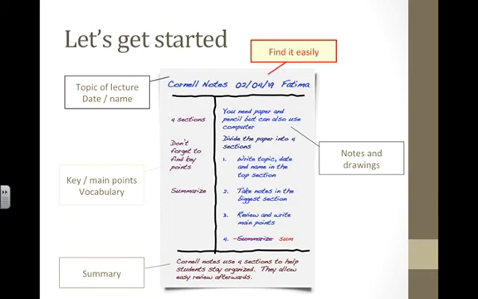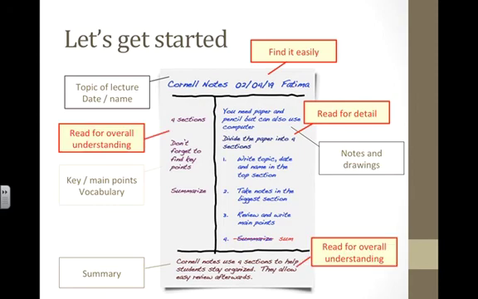For example, the topic of the lecture, the name and the date can help you find the notes easily, especially if you keep them organized in a book or in a folder on your computer. When you look at the notes section, you're going to get some details about the information you learned from the lecture. And of course, you want to look for overall understanding of the lecture and the ideas from the lecture in the key points and the summary.